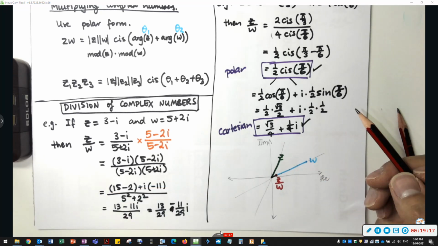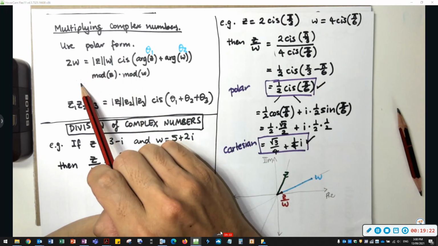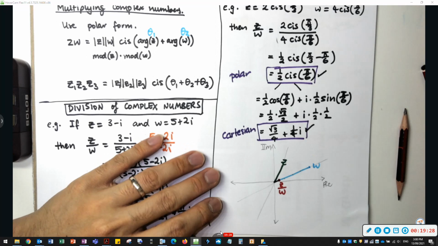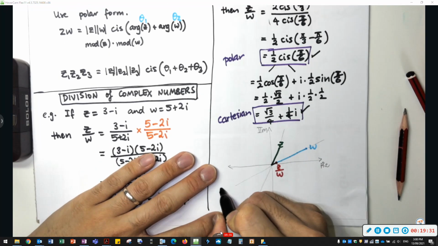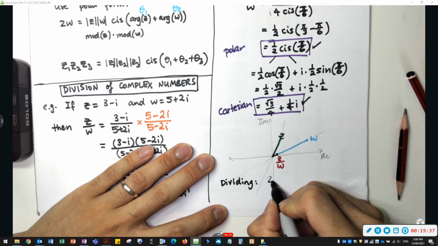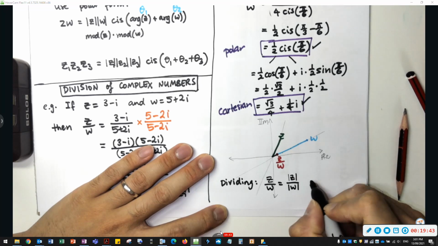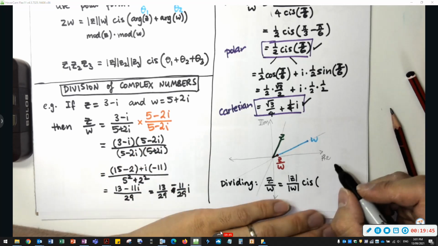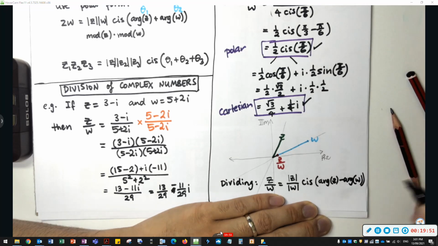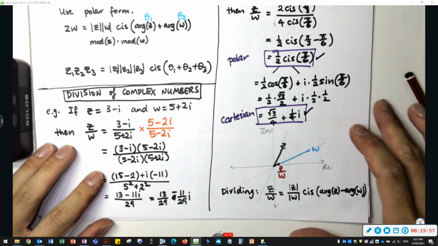Okay, so let's summarize that property. We've got multiplying complex numbers. We multiply the modulus, we add the arguments, and then finally we can squeeze this in. So if we're dividing, you get z on w equals the modulus of z over the modulus of w cis, and then the argument of z minus the argument of w. Alright, so that's simply how to multiply and divide complex numbers.